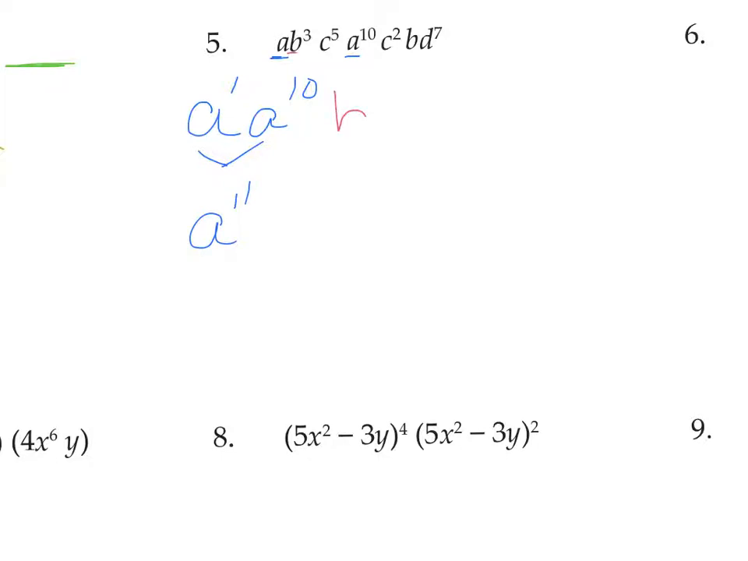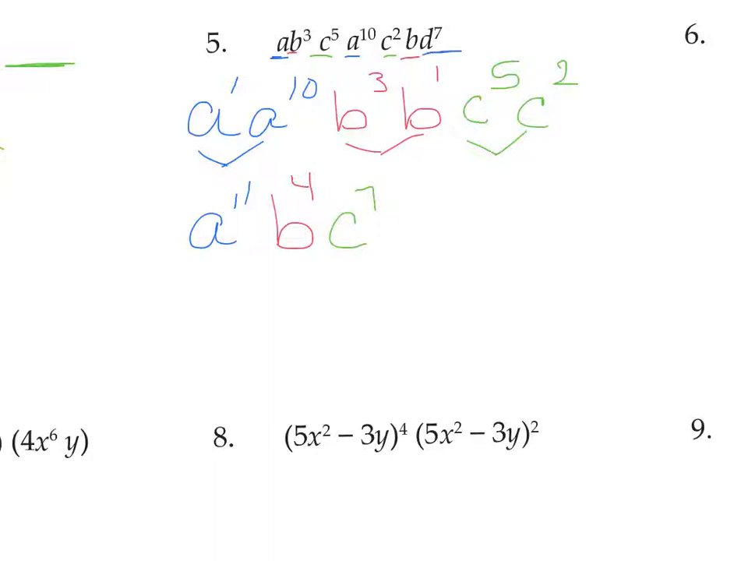There's a b cubed here, and there's a b to the 1 here. And when we put those together, we get b to the 4. There's a c to the 5 and a c squared. Put those together, you get c to the 7. And it looks like there's only the one d factor, so just d to the 7. So a11, b4, c7, d7.